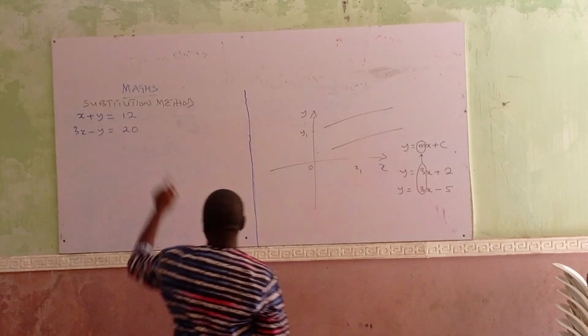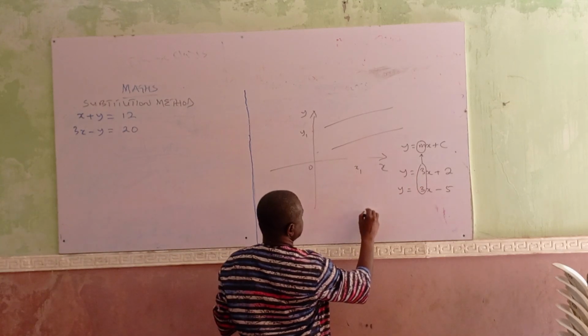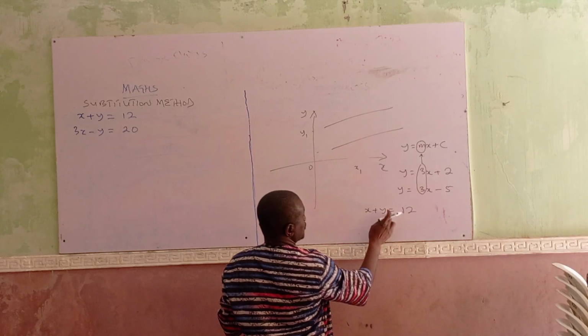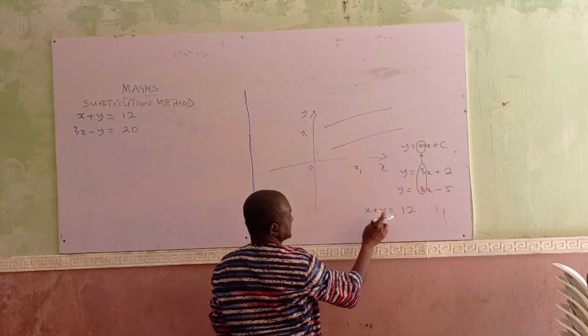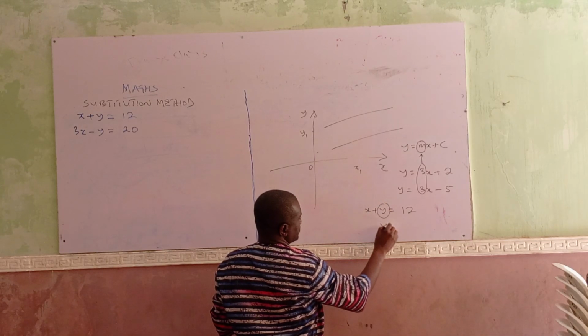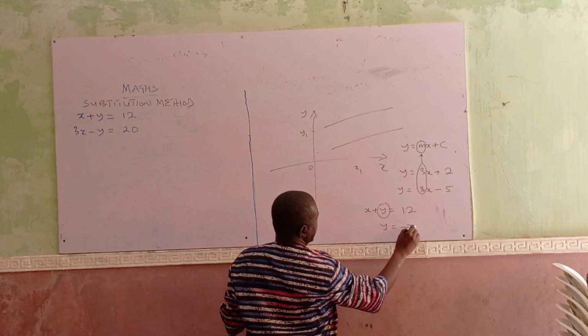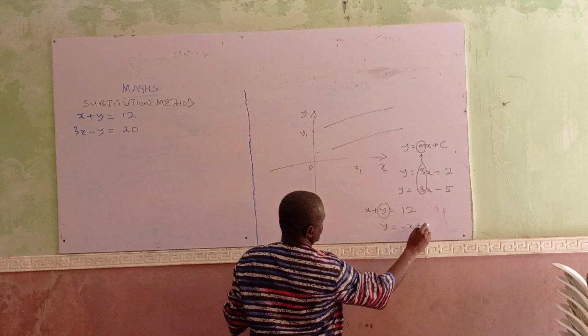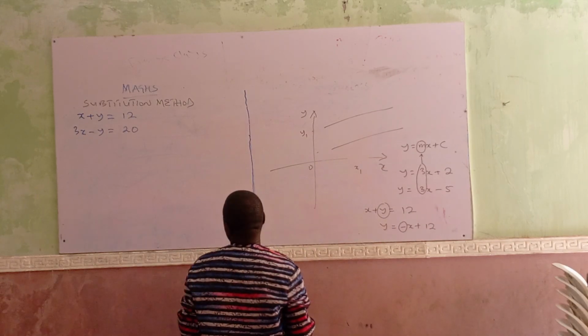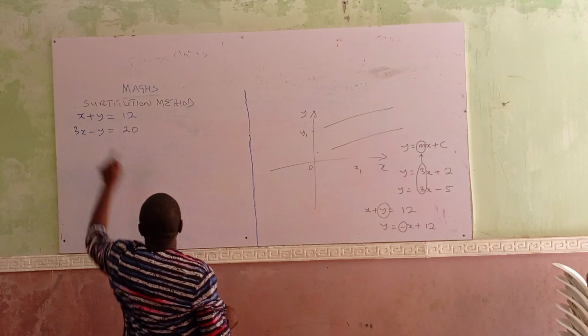Because for instance, this equation that we have on the board, if I have x + y = 12, for me to express this to know the gradient, I must make y the subject. So y will be equal to -x + 12. So that means my coefficient here is -1. The same thing is true for this one.